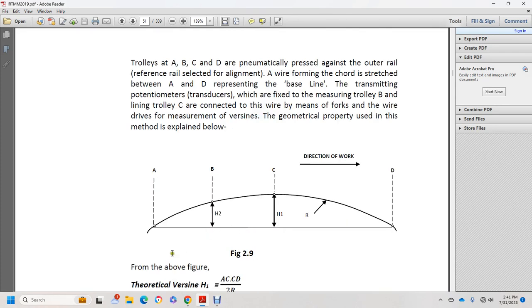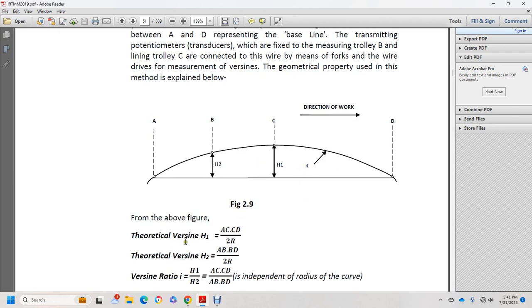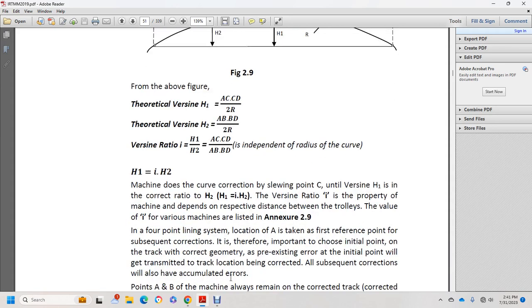Direction of work. The figure above shows A, B, C, D as the four trolleys, and H2, H1, and radius R. Your theoretical versine H1 is equal to AC times CD over 2R, and H2 would be AB times BD over 2R. The versine ratio would be I is equal to H1 over H2, equal to AC times CD over AB times BD, and that is independent of the radius of the curve. H1 is equal to I times H2.